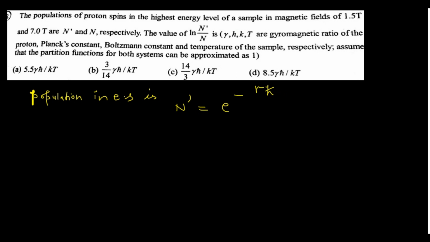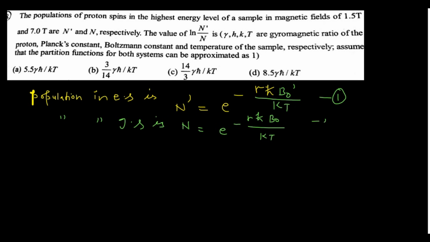And next thing is your magnetic field, okay? In that case, your magnetic field, say suppose B0 dash, divided by KT. I can take this as constant. Say this is my equation number 1, okay? And then the population in the ground state, suppose in the ground state this is n only. So you can write e to the power of negative gamma H cross B naught divided by KT. There is no problem in that. Say suppose this is equation number 2.